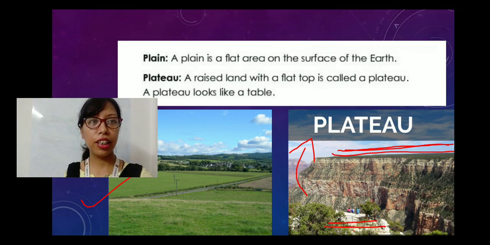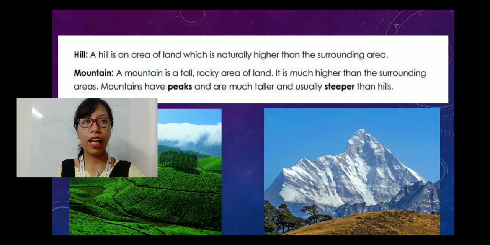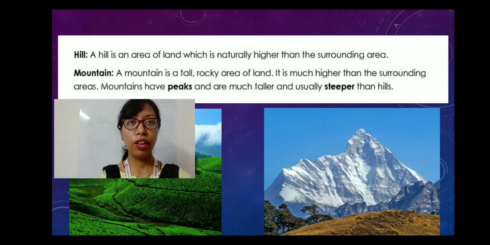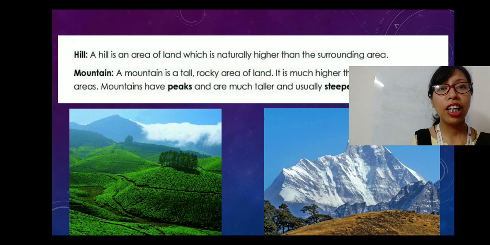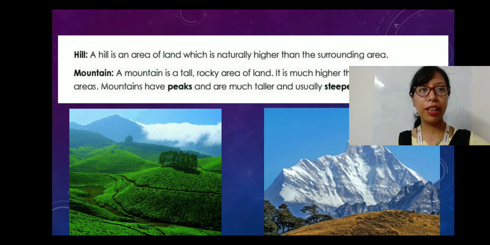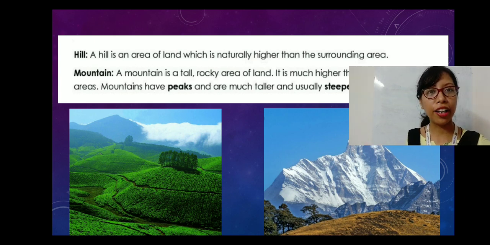Now let's move towards the next one, a hill and a mountain. What is a hill? A hill is an area of land which is naturally higher than the surrounding area. You have heard about the hill stations, right? The Darjeeling hill station, the Shillong hill station. They are not that much higher. They are naturally higher than the surrounding area, and we go very smoothly up the hill, right? We don't even feel that we are climbing. It is very smooth because it is not that much higher. It is just a little bit higher than the surrounding area.